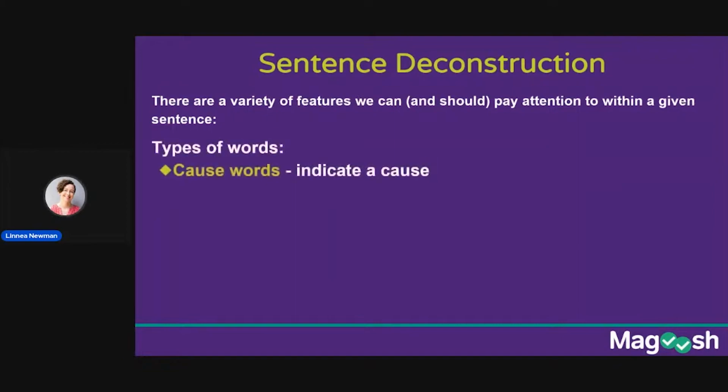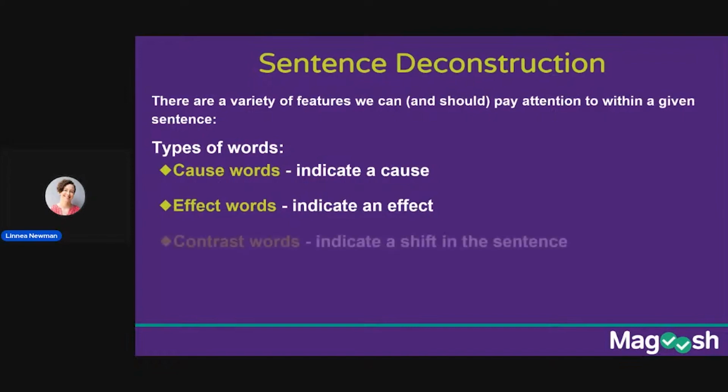Types of words that are important: cause words indicate a cause, and you want to pay attention to the way they function in a text completion or a sentence equivalence. Effect words, they indicate an effect. Pay attention to how those function within these types of sentences. Look at what comes before and after. Where is the blank? Is it in the cause part? Is it in the effect part?